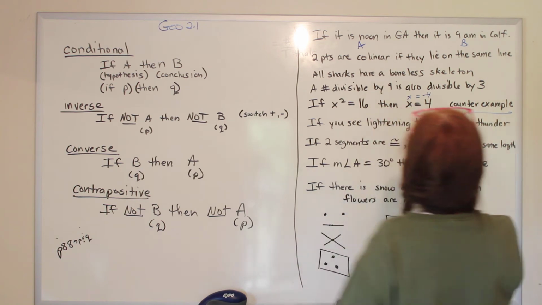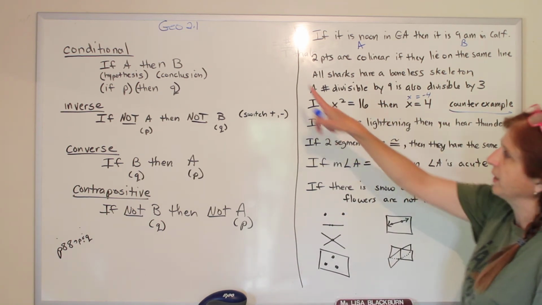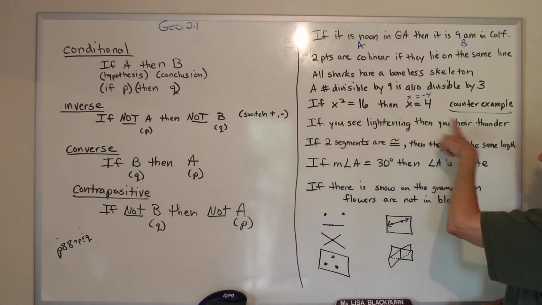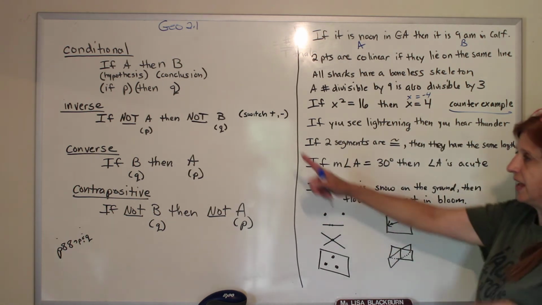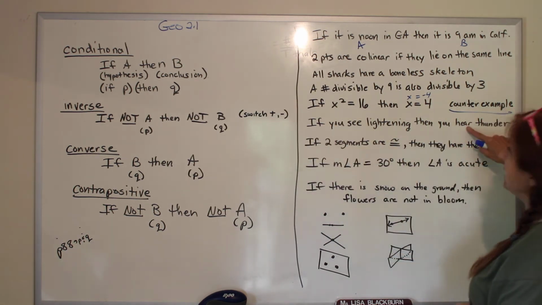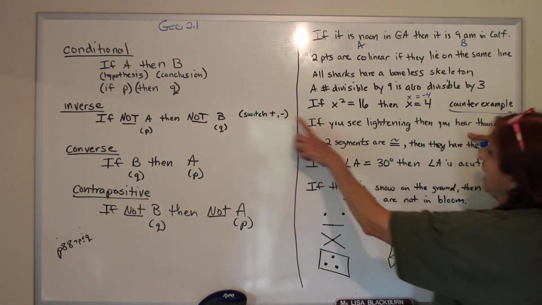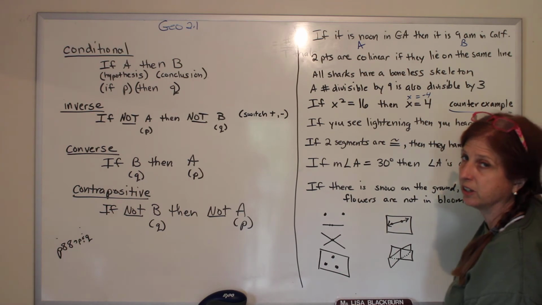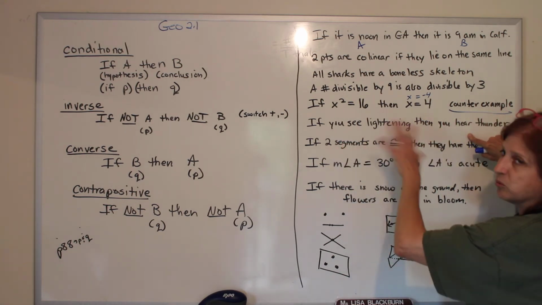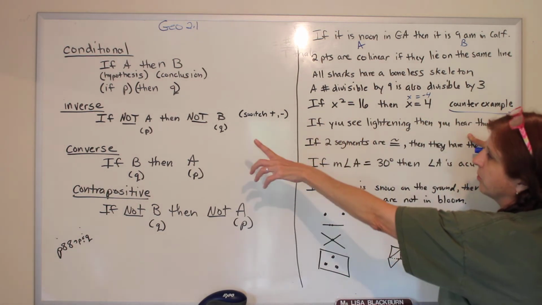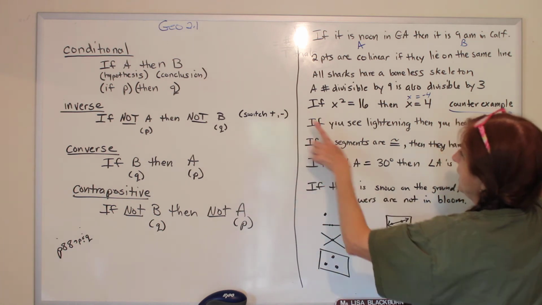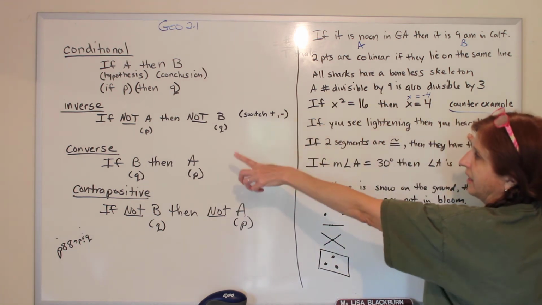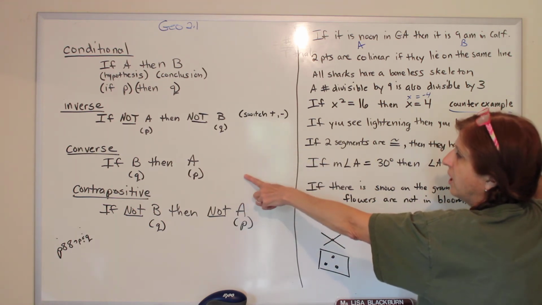Okay, so let's try doing our 4 statements with this one. If you see lightning, then you hear thunder. So that's the original, the conditional. Now let's do the inverse. Now first of all, is the very first statement true? No, it's not. Sometimes you have one without the other, but we'll go ahead and pretend. Okay, if you don't see lightning, then you don't hear thunder. That's the inverse, also not true.